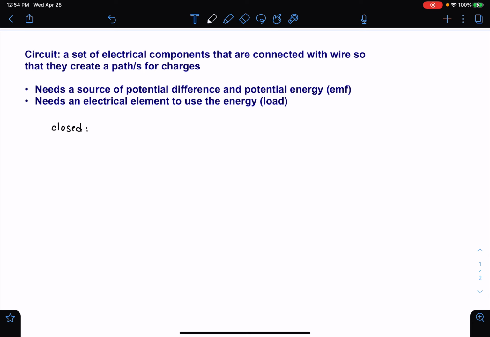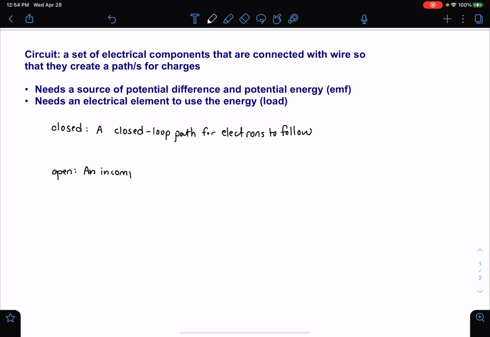A closed circuit is a closed loop path for electrons to follow. And I'll give an example of what that looks like in a second. An open circuit is an incomplete path which results in no current.